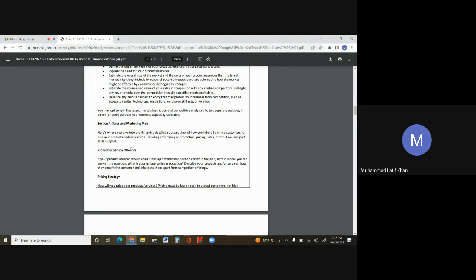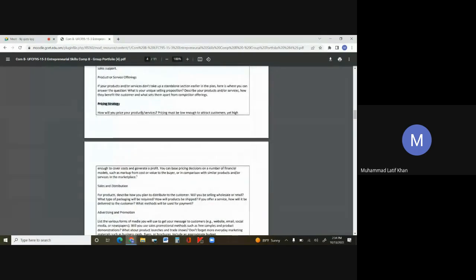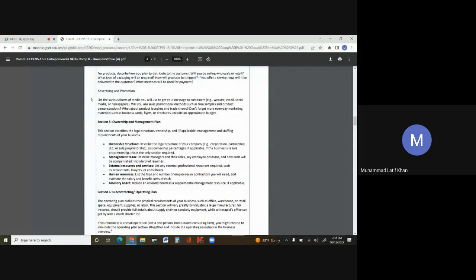So, what is your strategy about the right time, right price, and right place? You need to cover these points in a sales and marketing plan. That's why they are discussing the pricing strategy, and the advertising and promotion strategy. After that, you need to discuss the ownership and management plan.